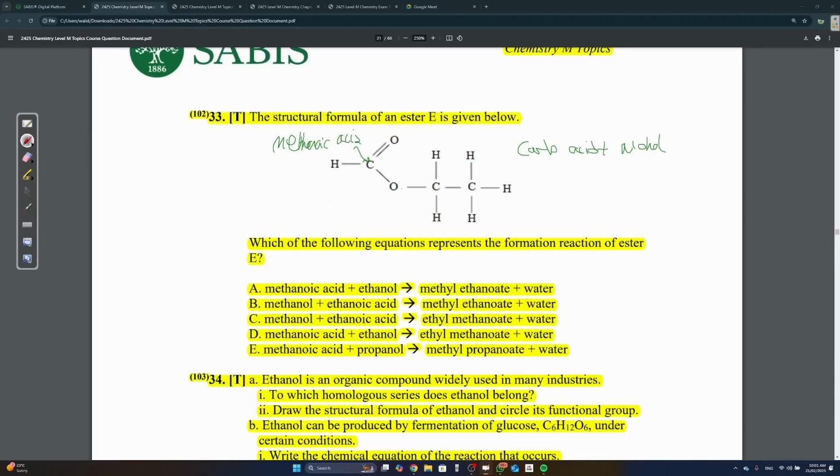Methanoic acid. Here you have two carbons. So, what type of alcohol is it? Ethanol. Right? Okay, but we have methanoic acid plus ethanol. What are the products we get? What's the name of the ester?